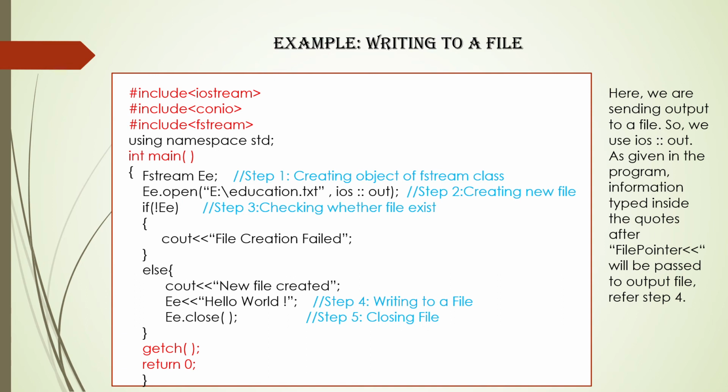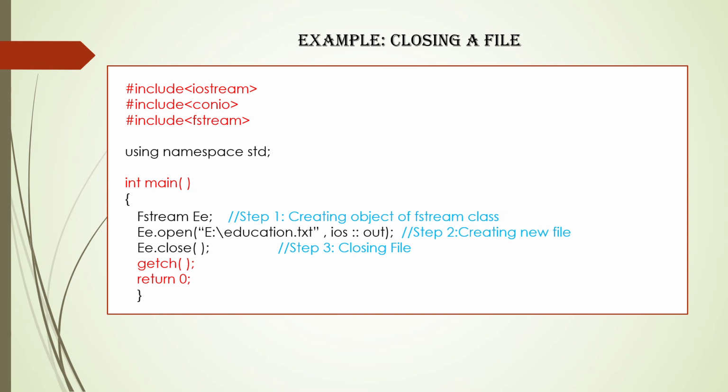Now one more program is also given here, and that is basically to close a file. Although we all know that if any file has been opened, then it should get closed at the end of the program. So it is a simple program. Three steps are mentioned: first, to create a file pointer, second, to open the file, and third, to close the file. It is a very basic program we have already seen.